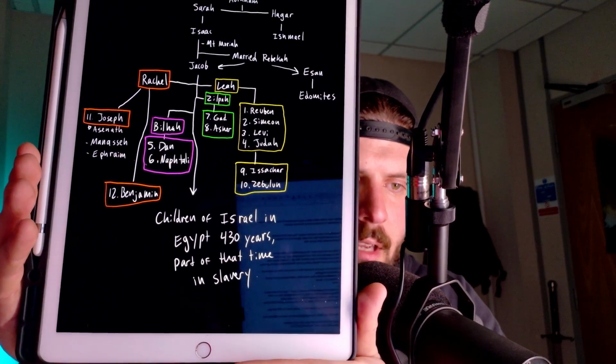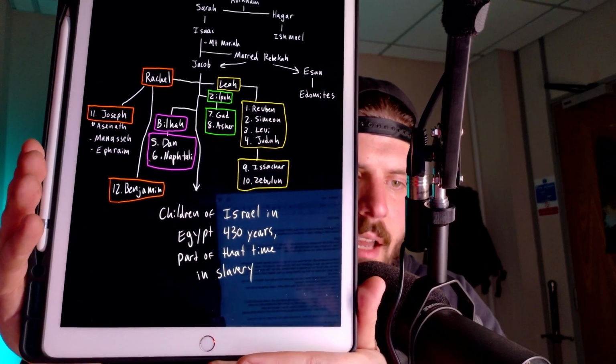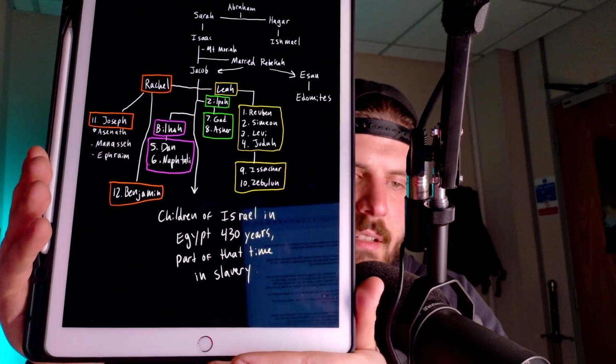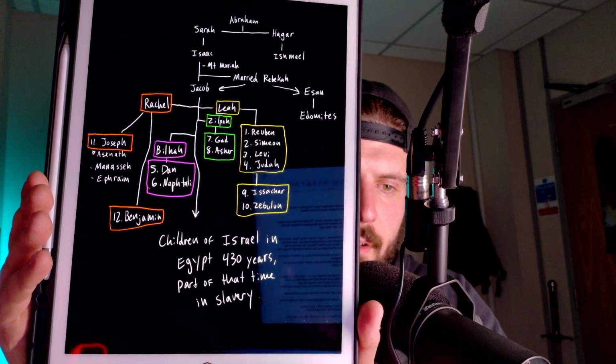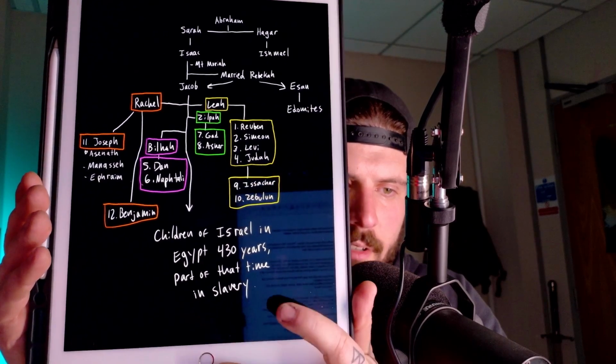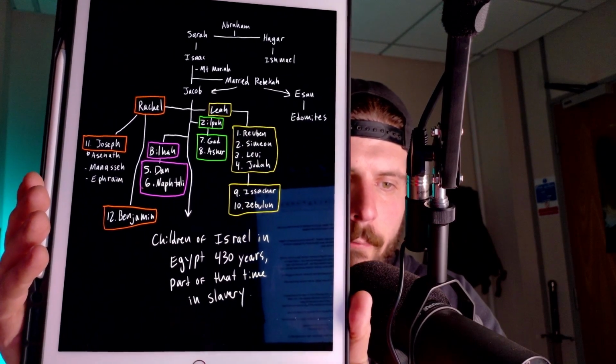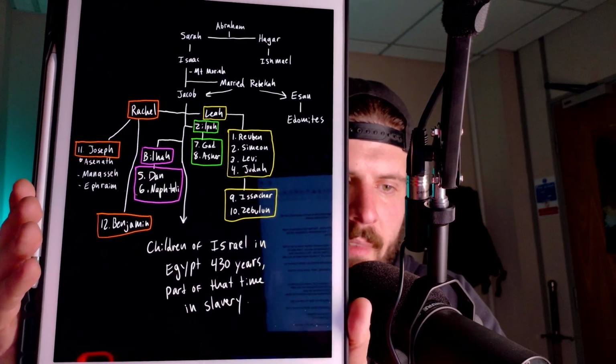and then Joseph, of course, has Manasseh and Ephraim. And this is the tribes of Israel, the children of Israel. And then, of course, they are in Egypt for 430 years. And part of that time is in slavery and oppression by the Egyptians, which we will get to in Exodus.